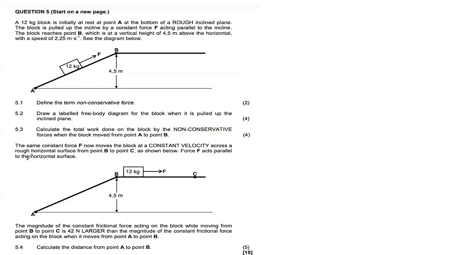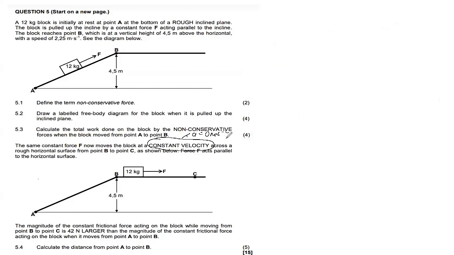So 5.4, it's saying the same constant force F now moves the block at a constant velocity. Note, it's now moving the block at a constant velocity. We know that constant velocity is associated with acceleration being 0 meters per second squared.